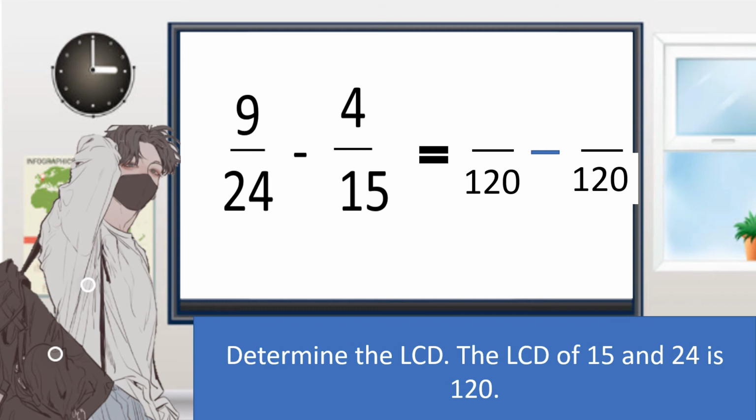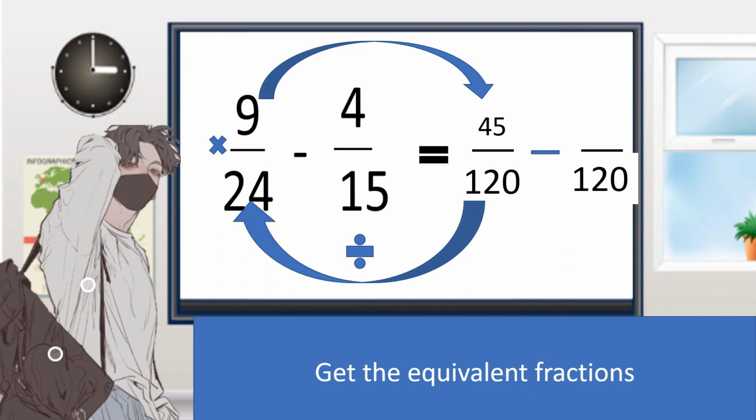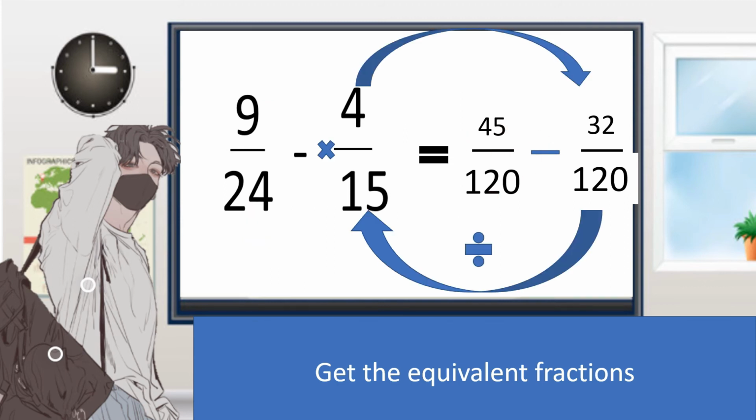First, determine the LCD. The LCD of 15 and 24 is 120. So, get the equivalent fractions. We have 120 divided by 24. The answer is 5 times 9. The answer is 45. Next, we have 120 divided by 15. The answer is 8 times 4. The answer is 32.